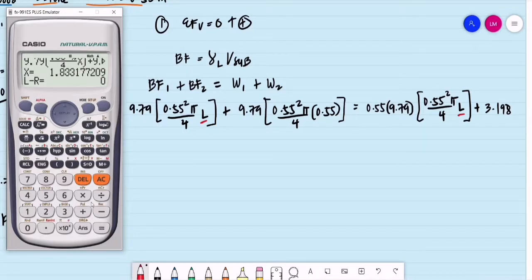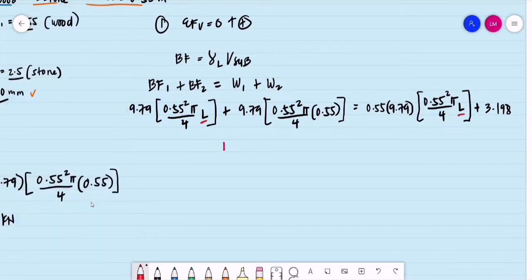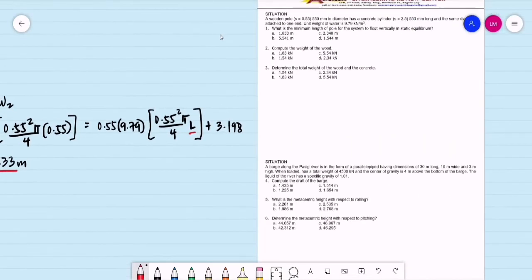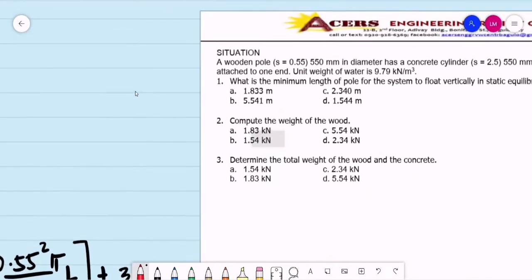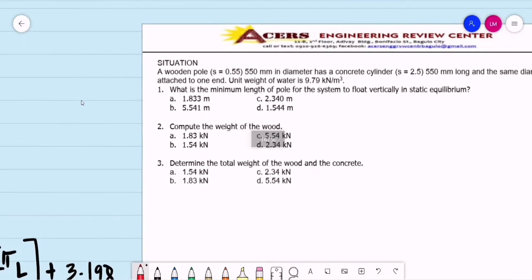That is 1.833. So, the length is now equal to 1.833 meters. So, let us check if this is in the choices for question number 1. So, the minimum length of the pole, that will be equal to letter A. So, 1.833. Okay, question number 2, compute the weight of the wood.